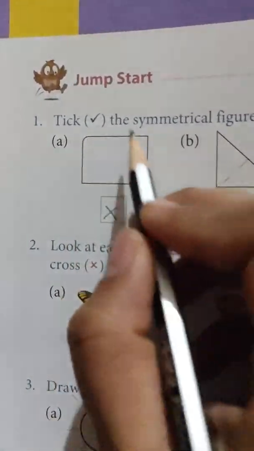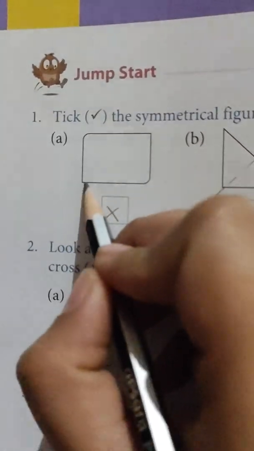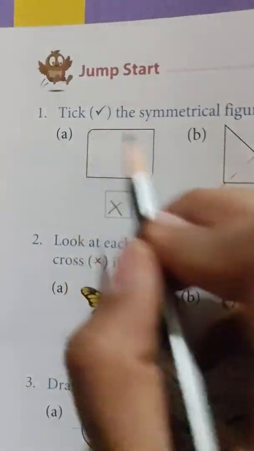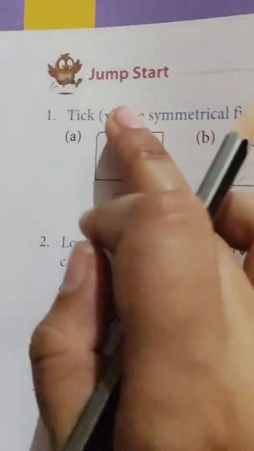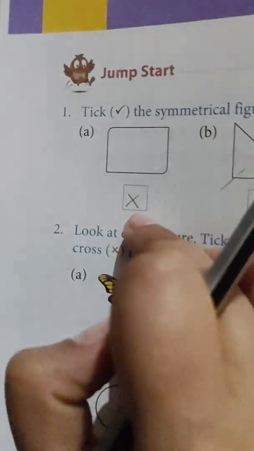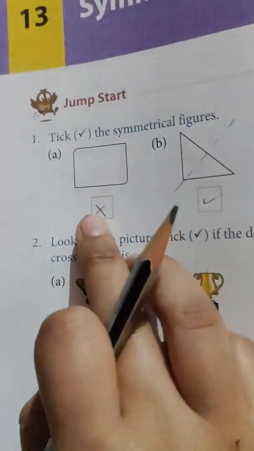Now as you can see here, we have this rectangle-kind of shape, but here the edges are not the same. These two edges are different from these two. If I divide it like this and fold it, this edge will come outside and will not cover the other edge. So this is not a symmetrical shape.